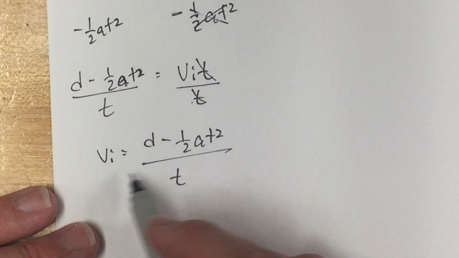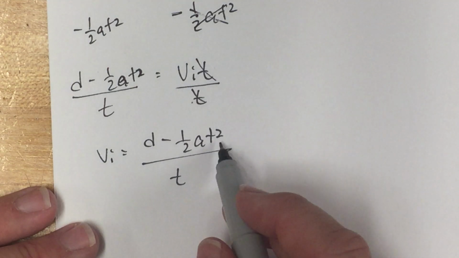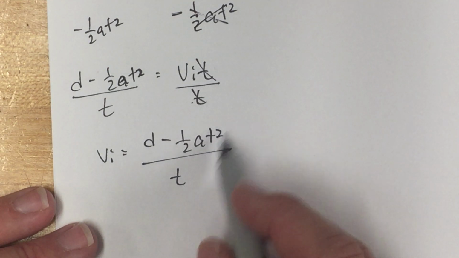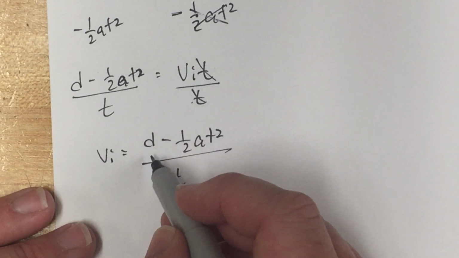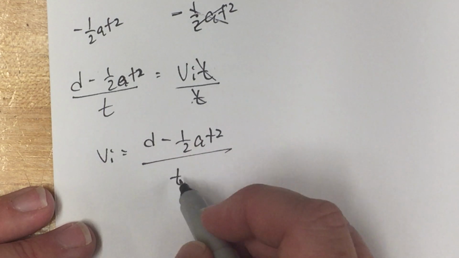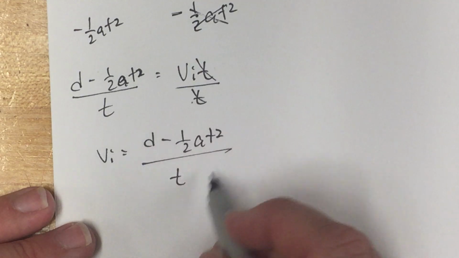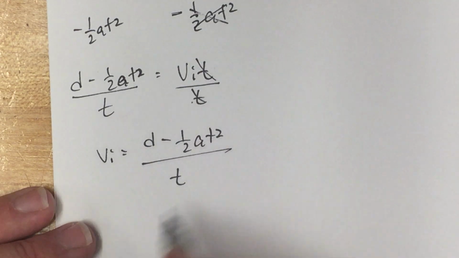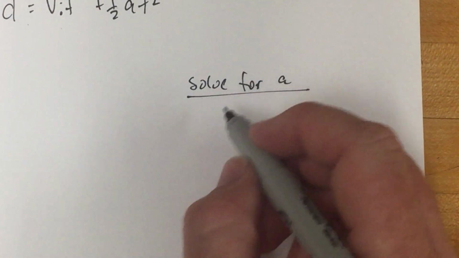Remember that when you do this, you'll have numbers in all of these. T squared here and T might make you want to try and cancel something, but because the D doesn't have a T with it, you won't be able to cancel across the board. So you'll just leave it just like that, and you'll put your numbers in and solve. That's for VI. Solving for A is somewhat similar.